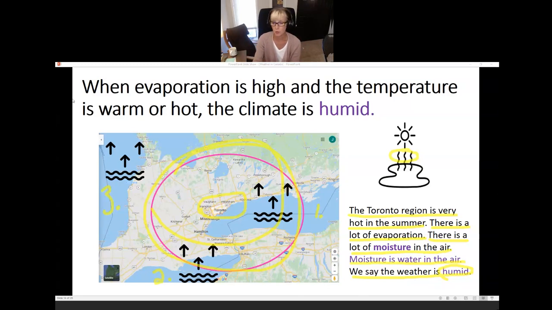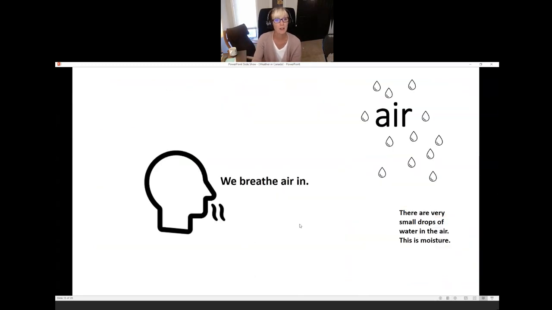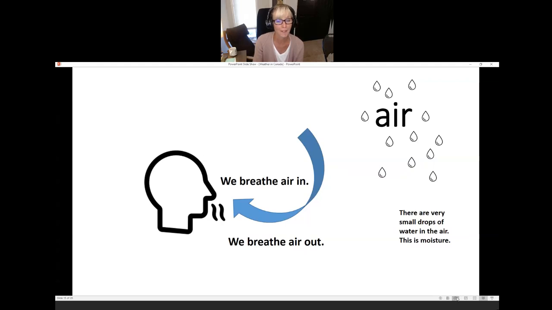Let's take a closer look. Okay. Air is what we breathe. In, out, in, out. And in the air are very small drops of water. These drops of water are called moisture. So we breathe air in, and we breathe air out. This is the air. I cannot see air, but when it's windy, I feel the air. I can feel it on my face. Yes, I feel it.